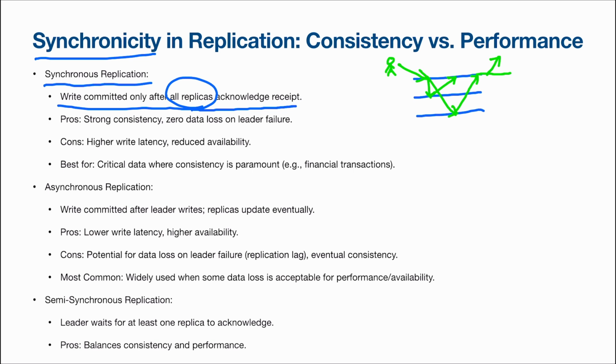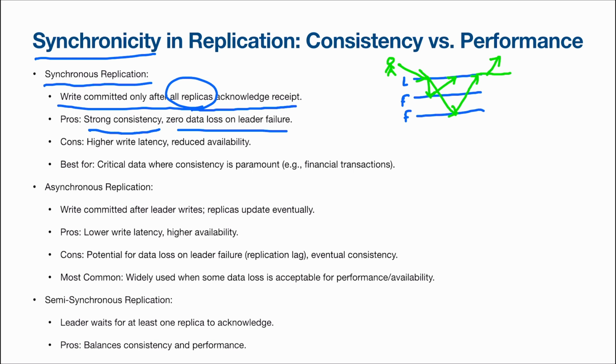So what are the pros here? Of course, strong consistency, because whatever data is there in the leader, they are also replicated in the followers, and we make sure of that. So there is no data loss on leader failure, because before the data being replicated, if the leader somehow goes down, well, we can maintain the atomicity in that case relatively easily, and we can just revert back the transaction.